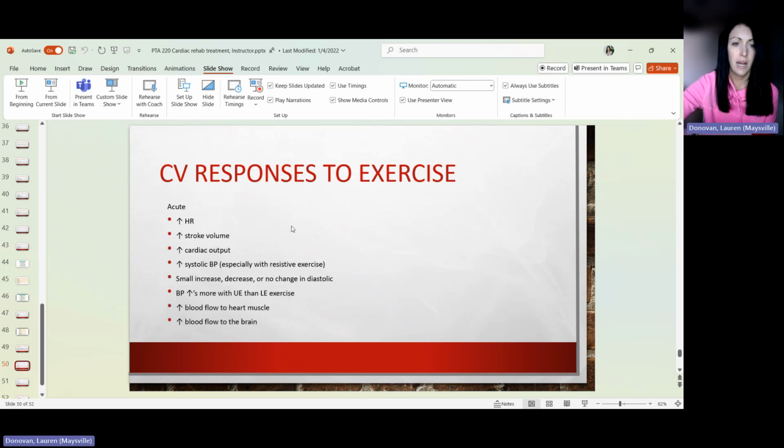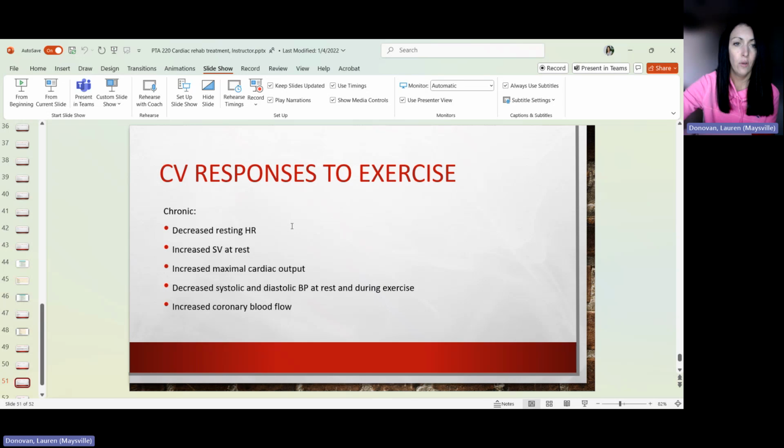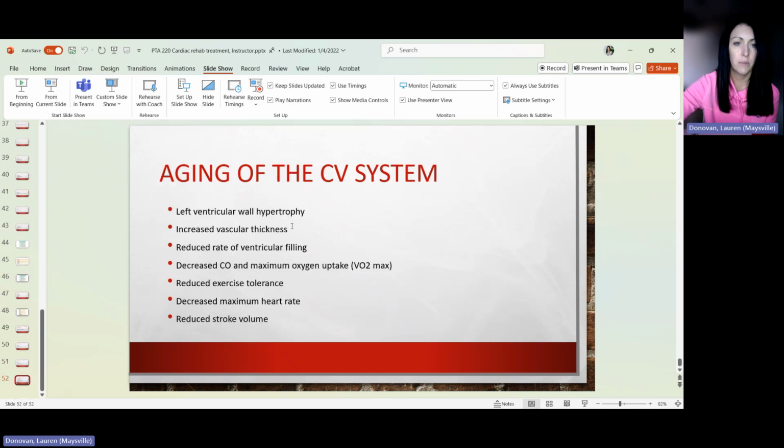Cardiovascular responses to exercise, acute and chronic. You can look over those different symptoms for that. Aging of the cardiovascular system, you'll have left ventricular wall hypertrophy, increased vascular thickness, reduced rate of ventricular filling, and decreased cardiac output and maximal oxygen uptake, the VO2 max, reduced exercise tolerance, decreased maximal heart rate, and reduced stroke volume. So in general, as you age, no matter what, they're going to have these signs and symptoms, and it's going to vary from person to person.